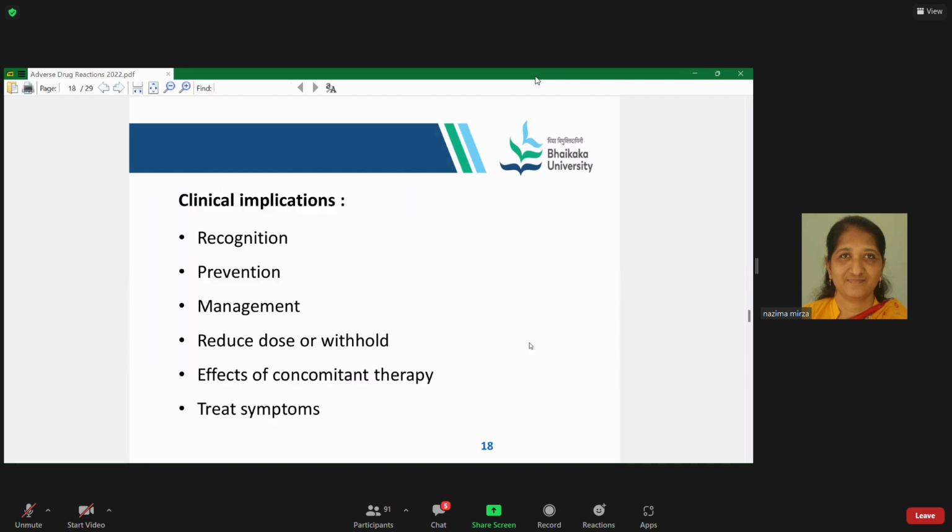So what are the clinical implications? It is necessary to recognize the ADR. If possible, we can prevent it. Easy to manage. If we know that, we can reduce the dose or we can withhold that particular drug from the therapy. We see it may affect the concomitant therapy. So यहाँ पे भी हम कुछ watch रख सकते हैं, है ना. And if we know this particular drug is causing particular ADR, so we can able to treat that symptoms.